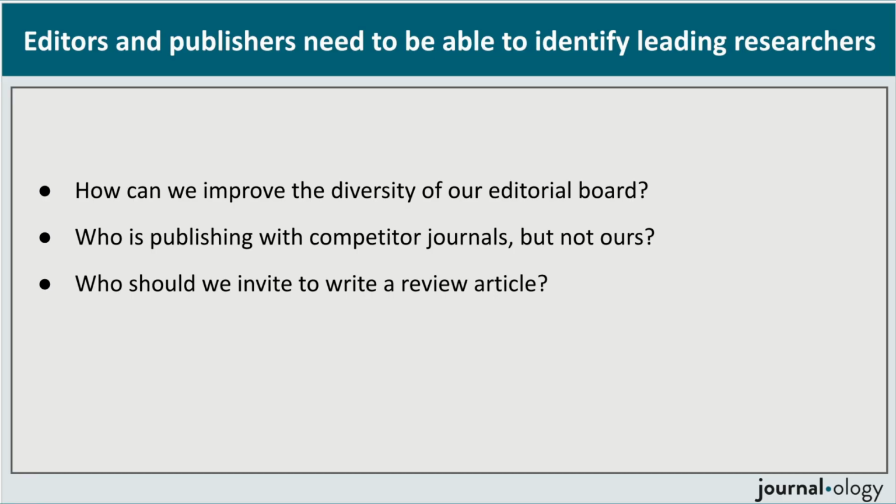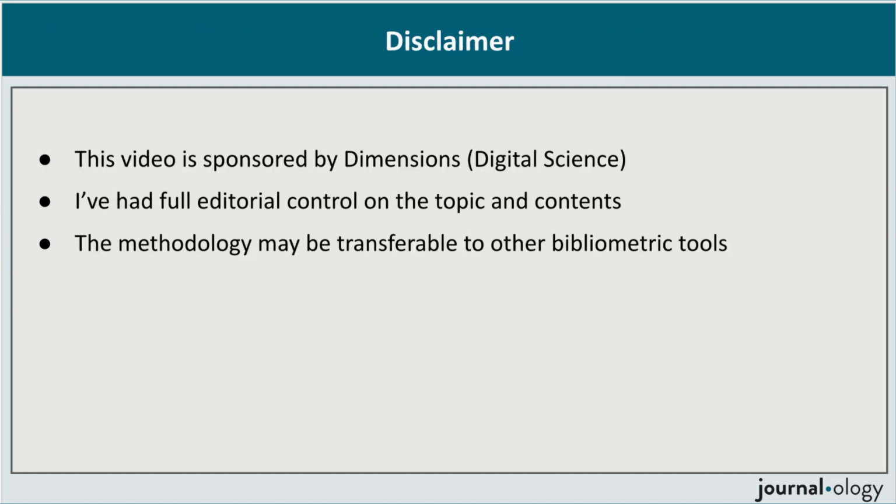subject area. Now, I'd argue that this is an important skill for both editors and publishers because they need to be able to identify which researchers they should be actively engaging with. So, for example, you can use bibliometric tools like Dimensions to improve the diversity of your editorial board by identifying academics from underrepresented regions. Or maybe you want to see which of the top researchers are publishing in competitor journals but not yours. Or perhaps you're working as a commissioning editor and you need a tried and tested method to identify potential authors of review articles.